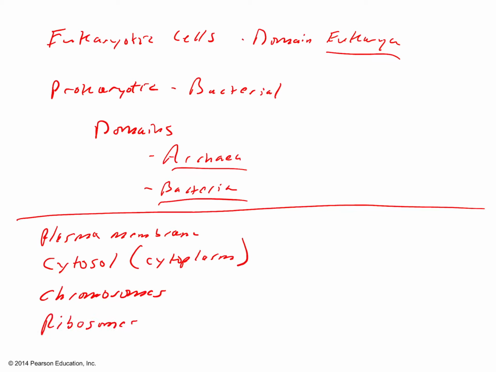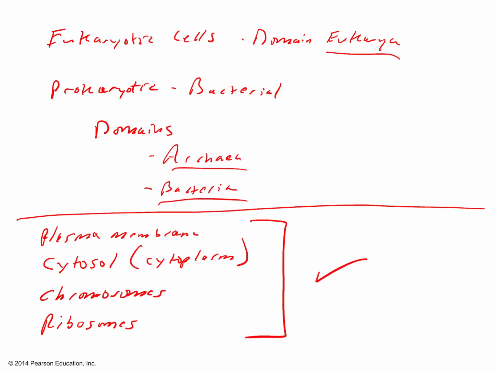And then finally, the last thing really that's common between prokaryotes and eukaryotes are ribosomes. Ribosomes are protein factories, all right? They do one thing and one thing only. They make protein. And you find them in abundance in both prokaryotic and eukaryotic cells. So these four things then are common to both cell types, both eukaryotes and prokaryotes.